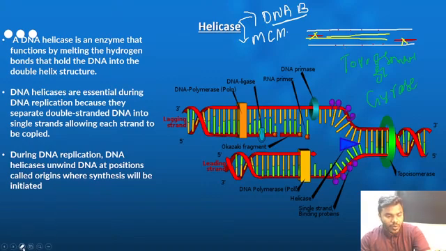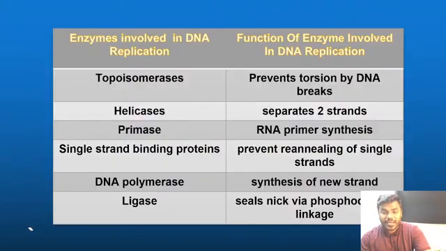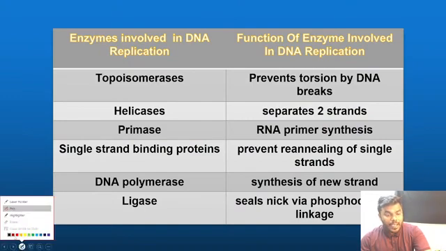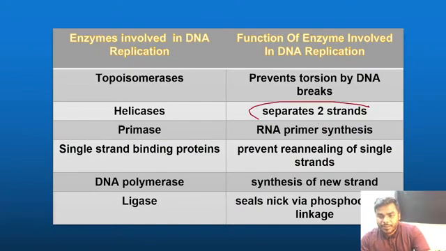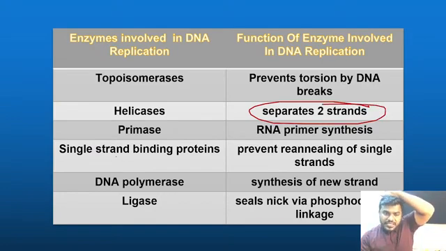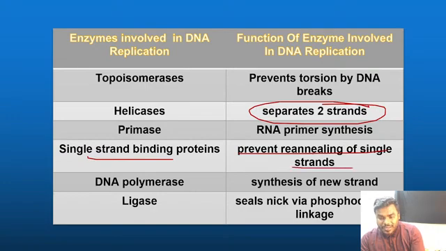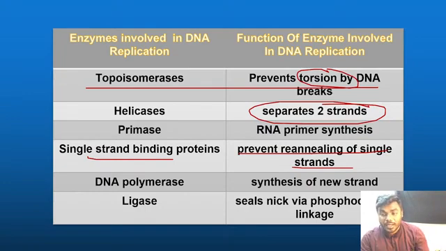Now let's talk about the enzymes one by one, very clearly. Look into this very quickly, friends. Helicase is the enzyme which will separate the two strands. Single strand binding proteins prevent the re-annealing or rejoining. Topoisomerase prevents torsion. Torsion means stress, coiling, by breaking of the DNA. We will read how. Then followed by the DNA polymerase enzyme.